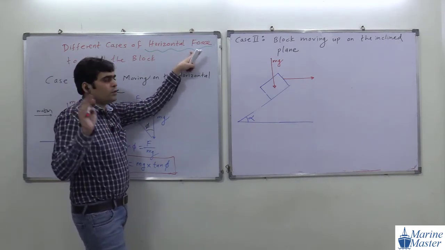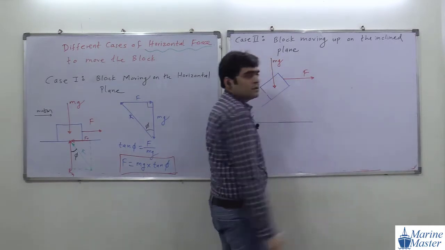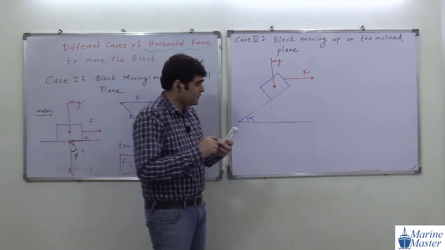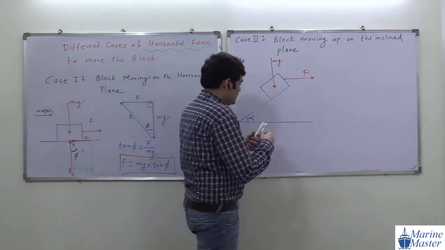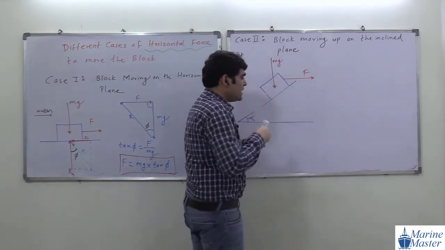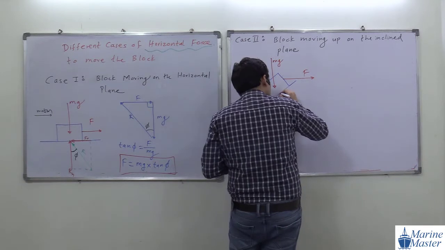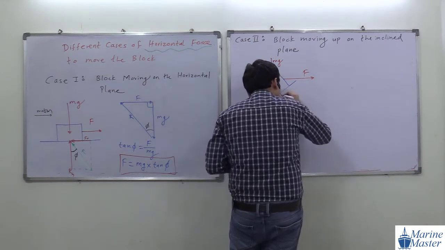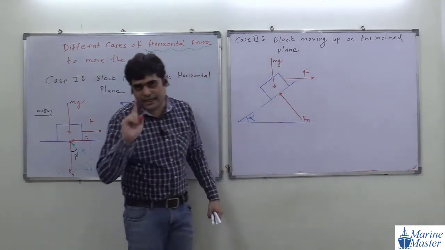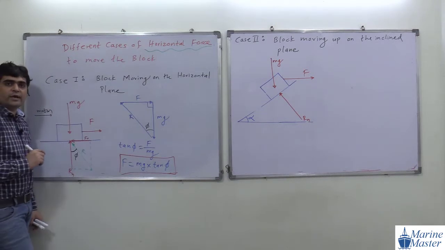There are total 4 cases. So here F is horizontal. There will be a normal reaction. In this scenario, normal reaction is not vertical.